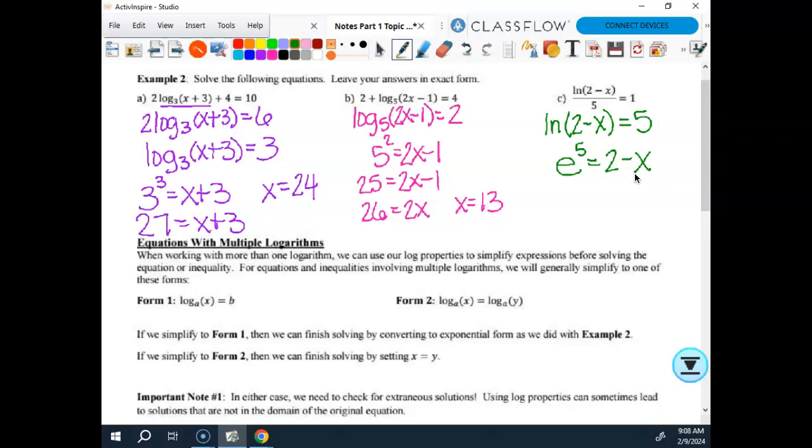And e means easy because look, 3 cubed we had to do 27. 5 squared we had to do 25. E to the 5th, we're done with that. I'm not done with the question though. I need to solve for x, so I'm going to move my x to the left and the e to the 5th to the right, so my x is positive. So x is equal to 2 minus e to the 5th, which is just some number. And you're done.